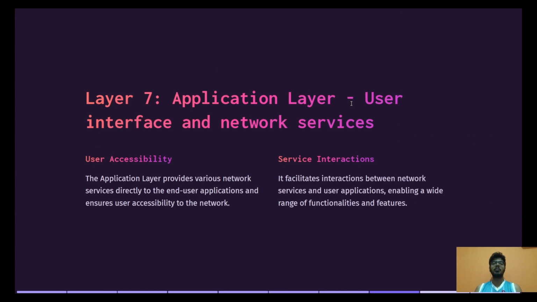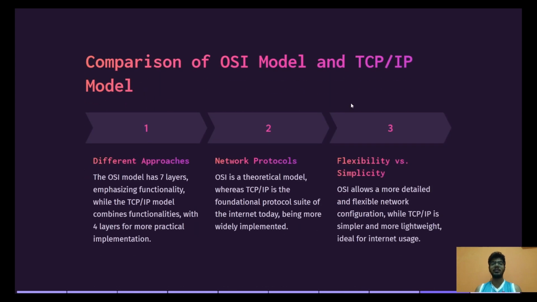Layer 7. Application layer, user interface, and network services. User accessibility: the application layer provides various network services directly to the end user application and ensures user accessibility to the network. Service interaction: it facilitates interaction between network services and user applications, enabling a wide range of functionalities and features.